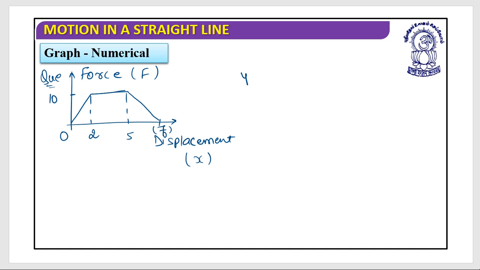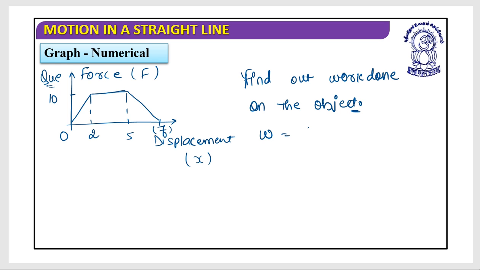And the question is: find out the work done on the object. You need to find out the work done on an object. Now, what could be the situation? I know that work done would be equal to force into displacement. So work done is equal to force into displacement.